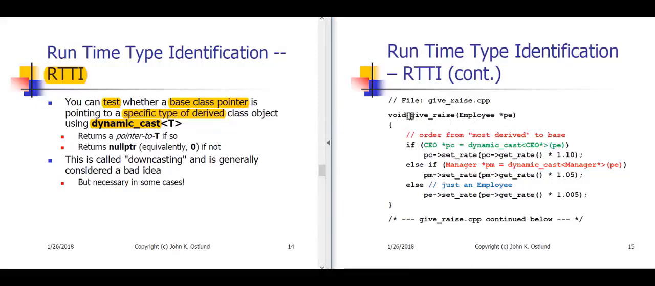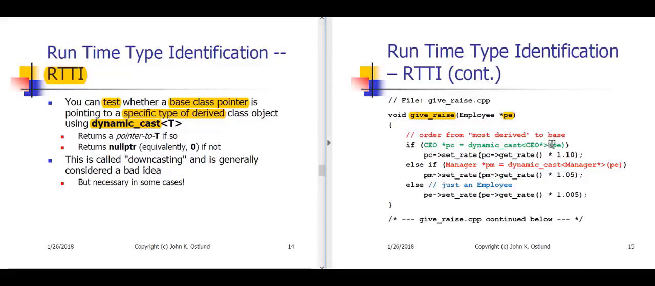Over here on slide 15, I have a function named giveRaise, and I'm passing into this function a pointer to an employee. Now, actually, that pointer to employee might be pointing at an employee, or it might be pointing at a manager, or it might be pointing at a CEO. And so this is where dynamic cast comes in.